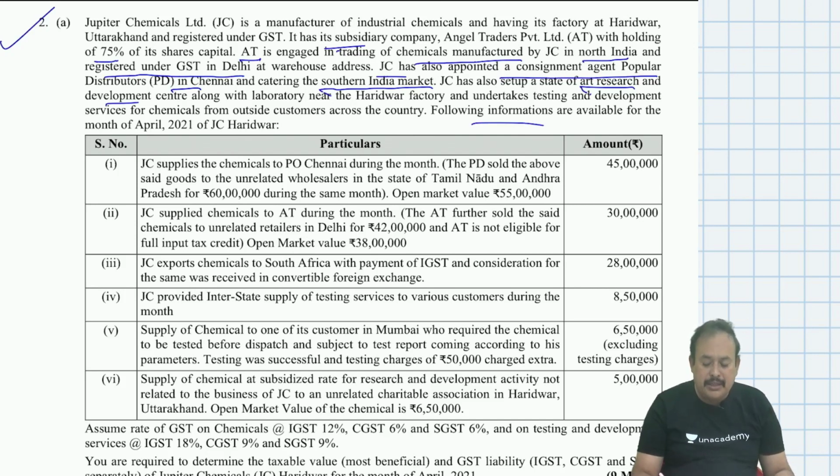Following information are available for the month of April 2021 of JC Haridwar, Jupiter Chemicals Limited. They are given here, 6 points. Point number 1, reading as follows. Jupiter Chemicals supplies the chemicals to Popular Distributor, Chennai, during the month. The PD sold the above said goods.